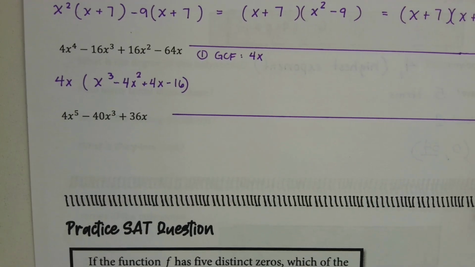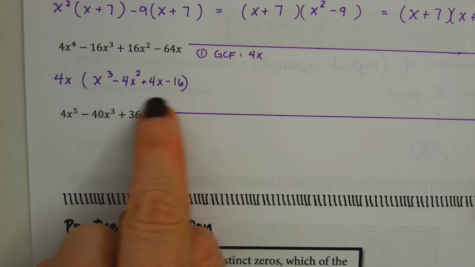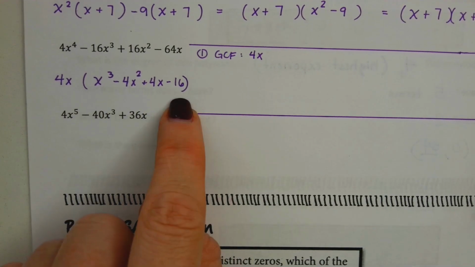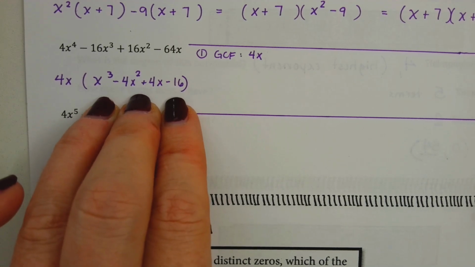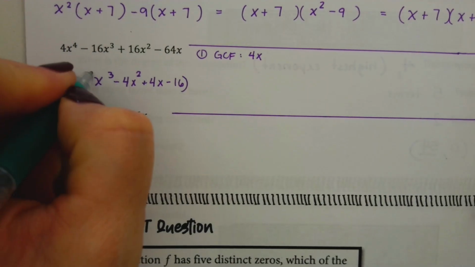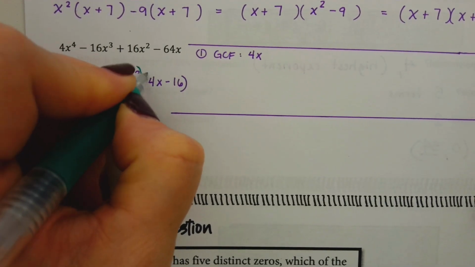Yeah, he's pretty good at mental math. Okay. Looking at what's left over, I definitely think this is going to factor more. But since it has 4 terms, what's the only way we can factor it? Group it. Yep. Group the first 2. Group the back 2.